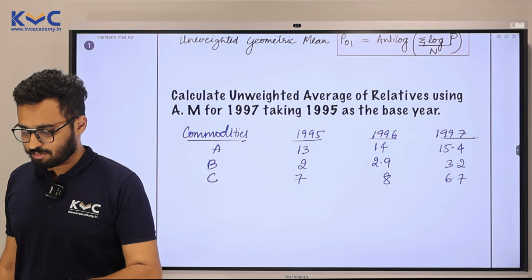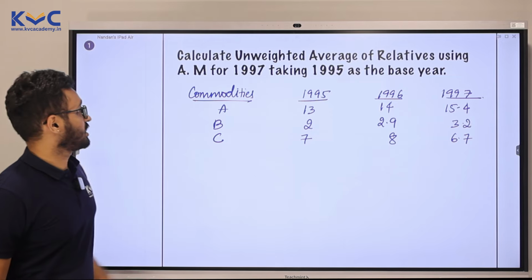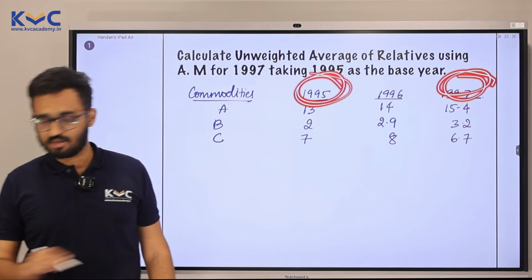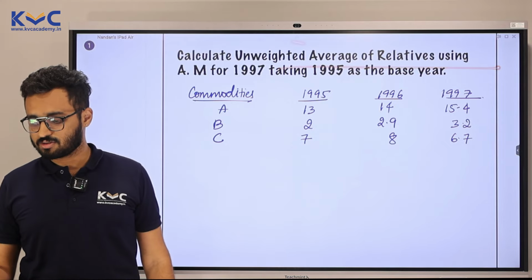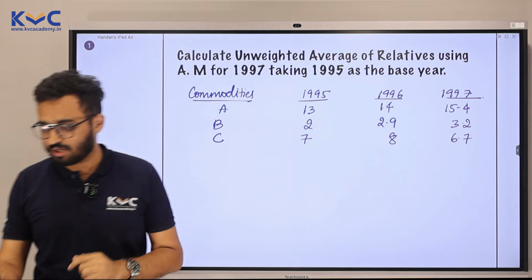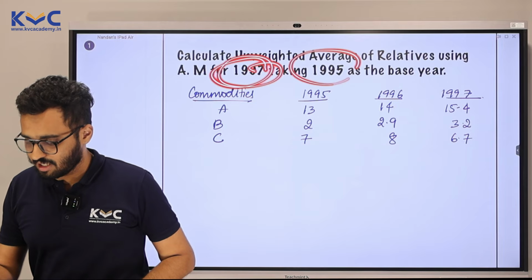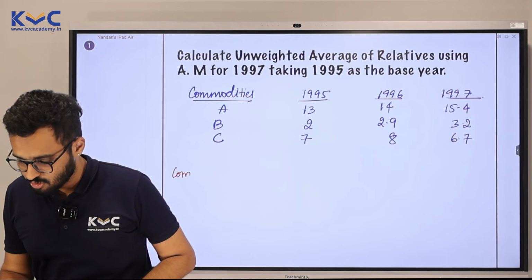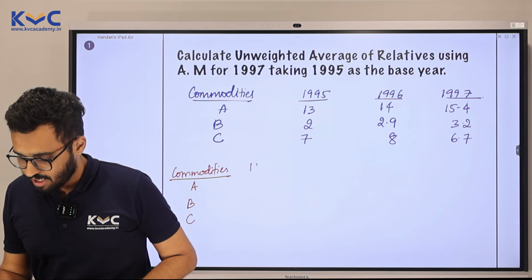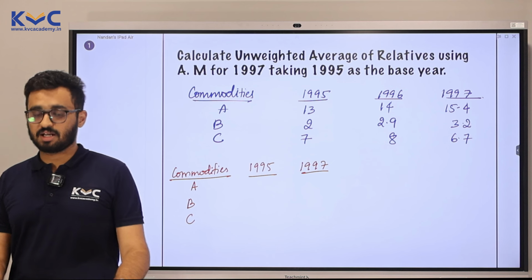Okay, we have an example over here. Calculate unweighted average of relatives using arithmetic mean for 1997, taking 1995 as the base. Unweighted average of relatives means simple average. Simple and weighted I told, right? So simple is also known as unweighted. So we'll have commodities A, B, C. 1995 is the base. We need to calculate average of relatives for 1997.